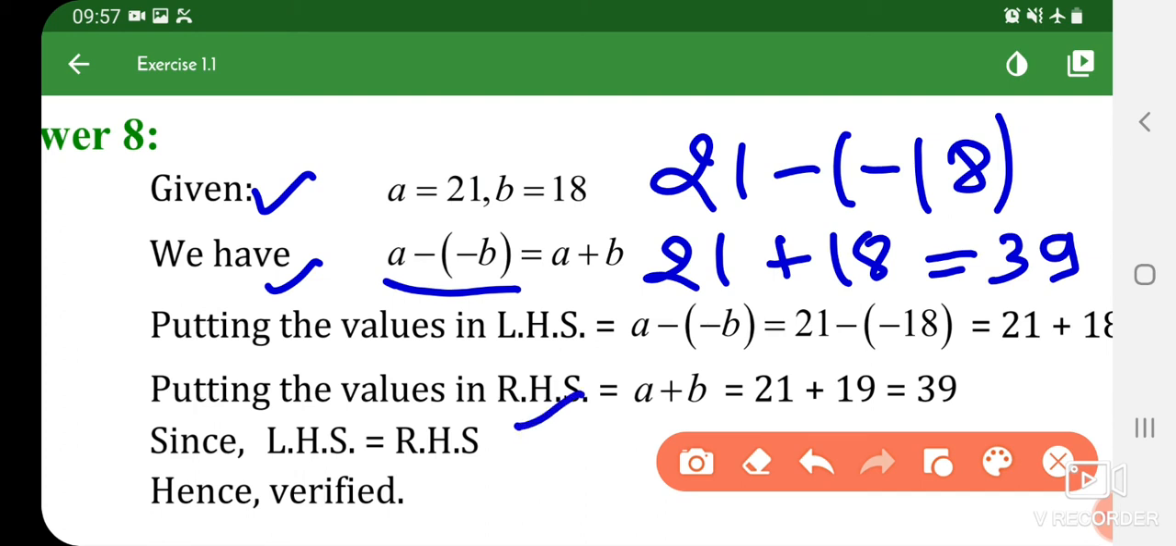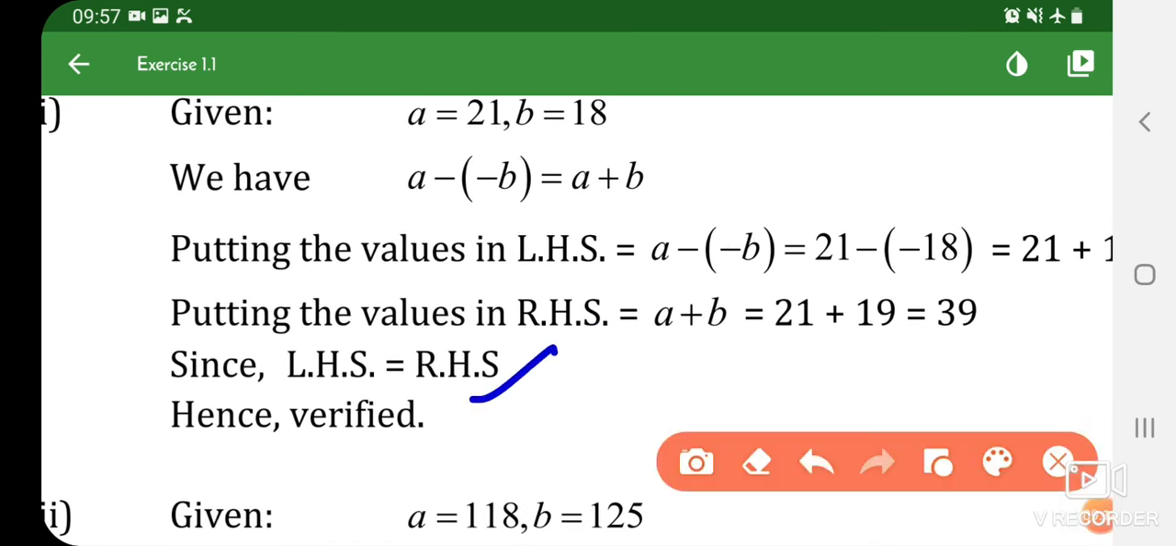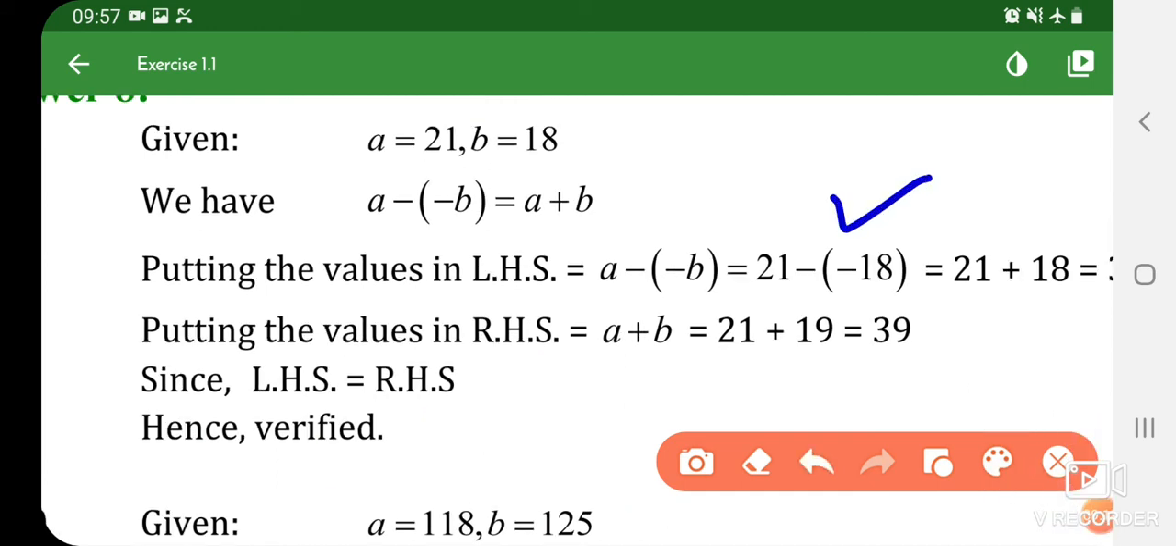Now taking the RHS and putting the values in A plus B, the answer is 39. That means LHS is equal to RHS. So hence verified. In this question we have to take the LHS and put the values, then again take the RHS and put the values. If both answers are the same, that means it is verified.